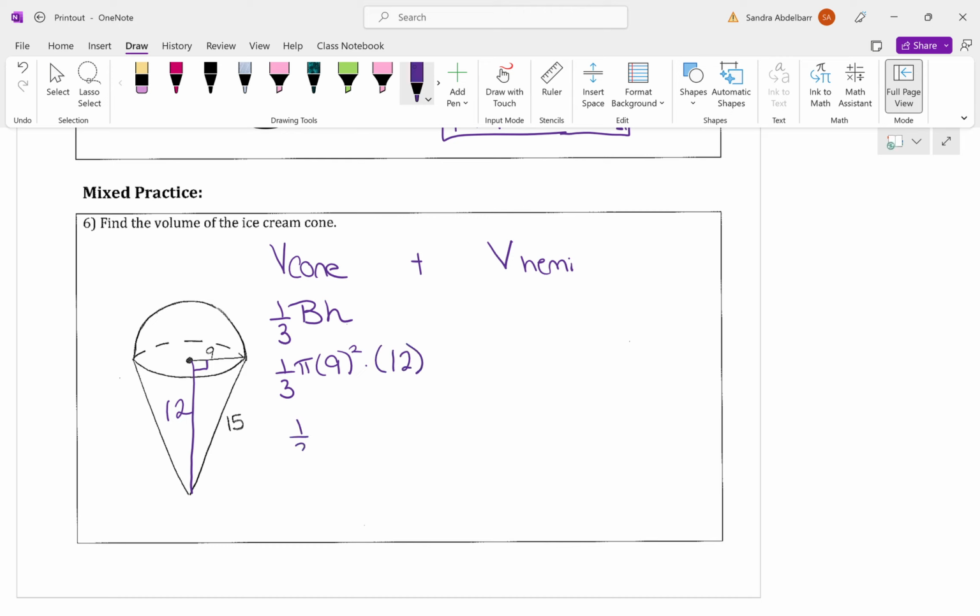So now I have 1/3 times 9 times 9 times 12 times pi. I don't really know what the best thing to do here is. I guess we could do 3 goes into 12 4 times, and then 81 times 4. Did anybody multiply it? 324.